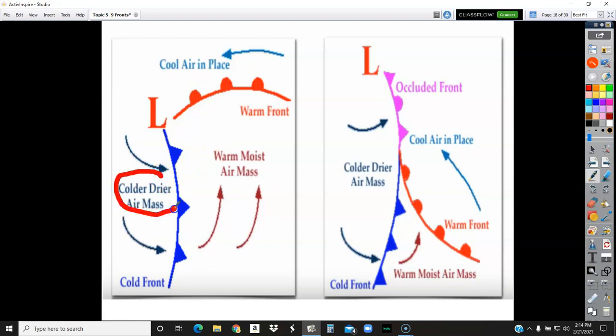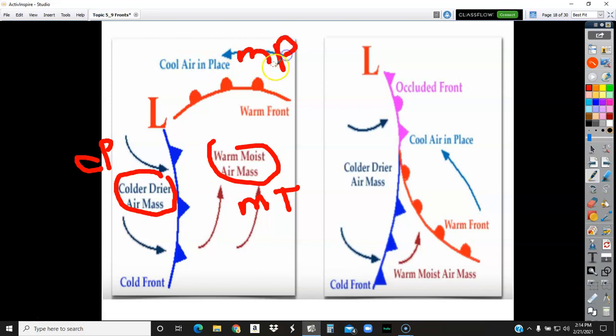You've got cold, dry air. That's your continental polar. You've got warm, moist air. That's your maritime tropical. You've got cool air, like I said before, up here. This would be maritime polar. And notice how they're rotating, all going counterclockwise. This part of the cold front and this part of the warm front are going to catch up to each other. And that's what you see when you get to this picture over here.